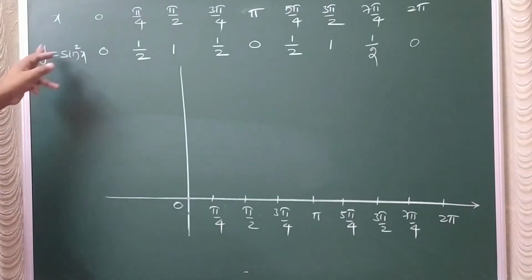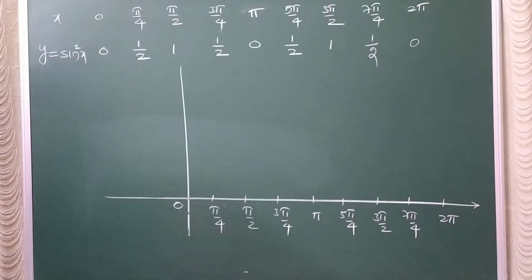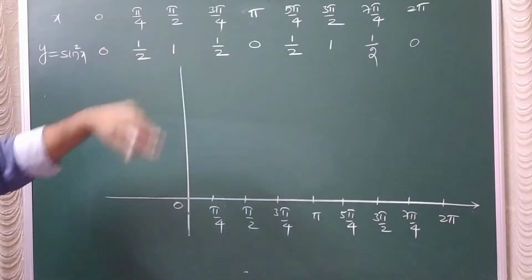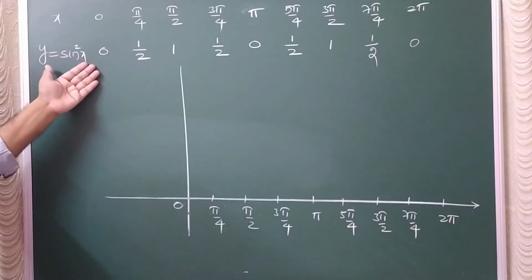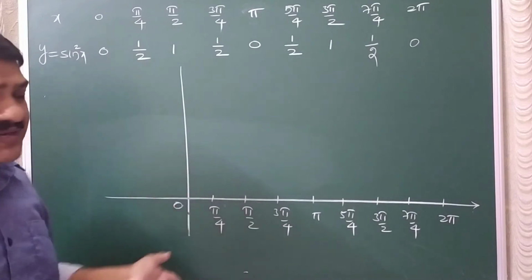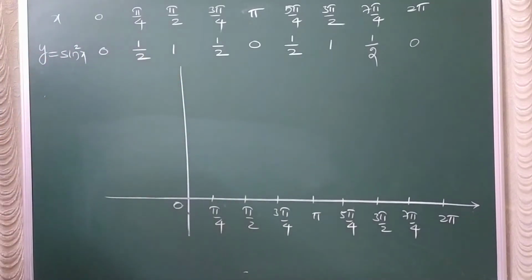y is equal to sine square x, we are drawing between 0 and 2 pi. Now, if you see y values, these y values are between 0 and 1 only. Because sine square x cannot be negative, y values are not negative. No need of taking negative values for y. So, only 0 to 1 the values we are getting.